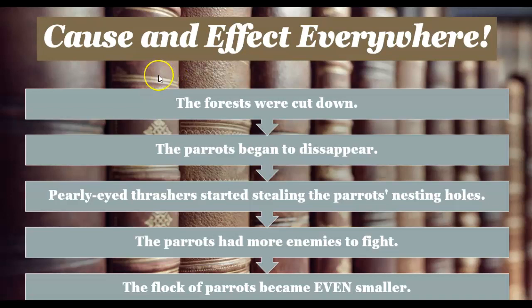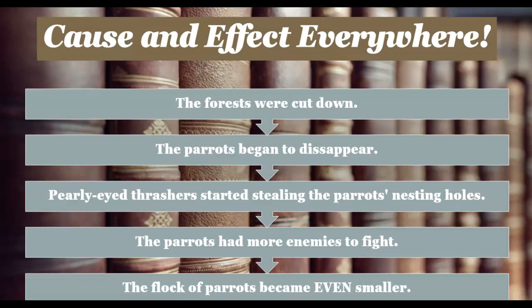So here on our slide, we can really see that starting with the initial event of the forest being cut down, that is a cause. And that causes the parrots to begin to disappear. But because they disappeared, that's an effect, but that is also the cause of the next event. Because they disappear, they have to move into certain areas where these other birds, these pearly-eyed thrashers, lived. And then that's an effect, but then that causes another event.